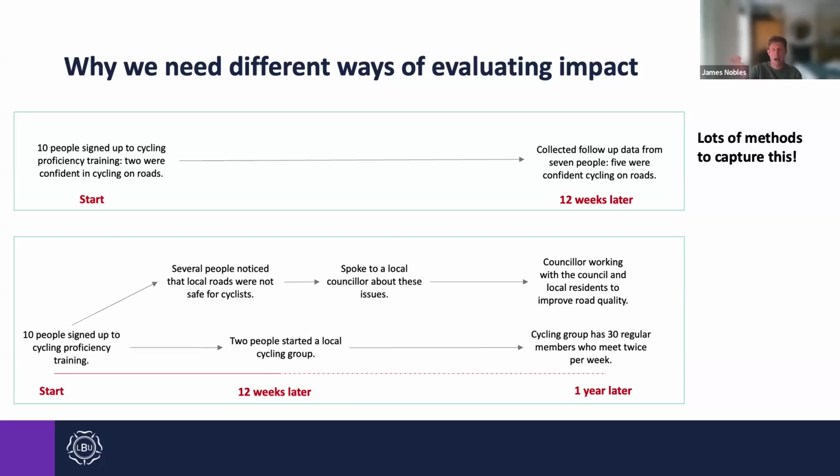Now, alongside capturing that information at the top of this scenario about people's confidence in cycling on roads, I'd also argue that it's equally as important that we try and capture these wider anticipated or unanticipated impacts of these kinds of interventions. But there aren't necessarily methods readily available to allow us to do that. And so this is where ripple effects mapping can be a very useful tool to have up your sleeves. It also gives you a feel for the kind of information that you can collect through ripple effects mapping.